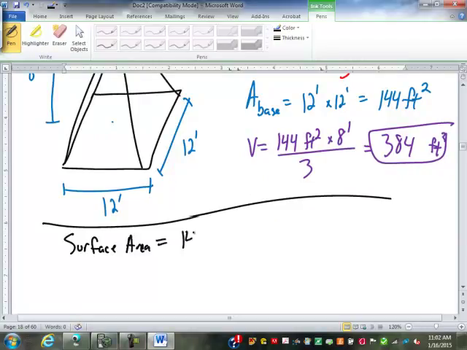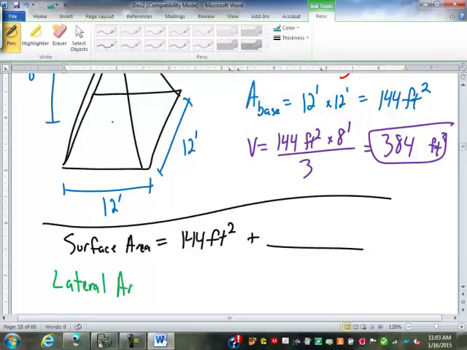First of all, we have the 144 square feet for the base. But there is no second base. There's only one base here. So we just got to take that 144 and add the lateral area to it. But there are some adjustments to the lateral area.